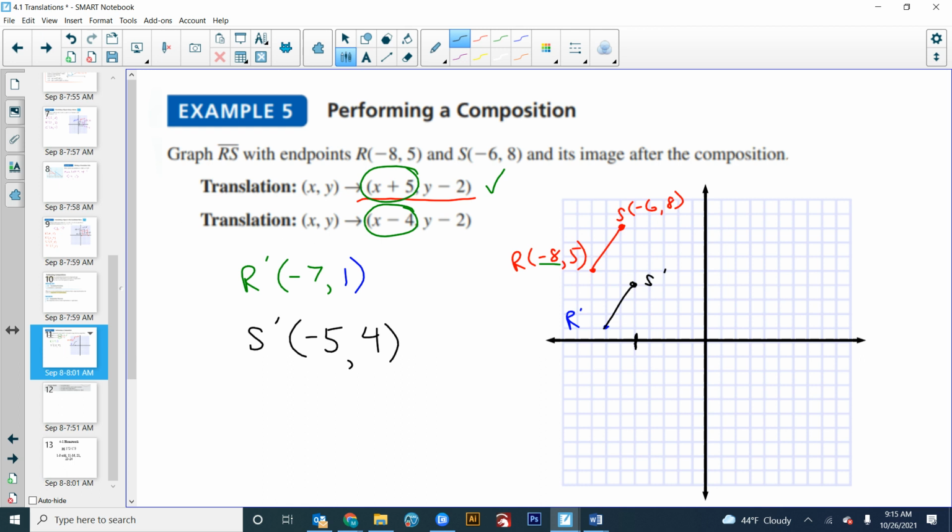Here's another option. Can I do the first one? I move right 5, 1, 2, 3, 4, 5, down 2, and I could call that S prime. And then I do the next one. I move left 4 and down 2, and I call that S double prime. And I could do a step between the two. I could do one translation and then put a point, and then put the next translation, and then that's my final one. That's another option. I'm flexible with how you do it.